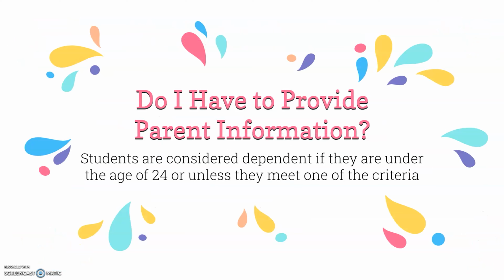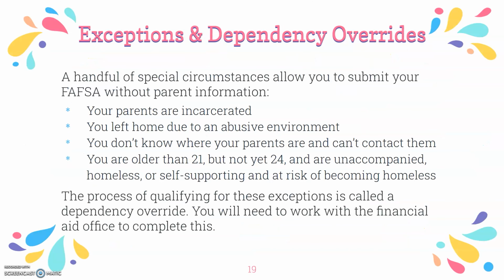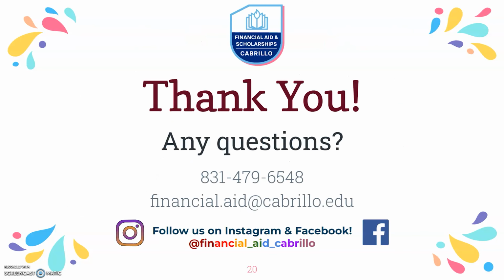Are students required to provide parent information on their application? The answer is yes. The government considers any student under the age of 24 a dependent and must provide parent information unless they meet one of the special criteria. There are a few exceptions that will determine a student to be independent, such as if the student is turning 24 before the semester begins, has a dependent, is currently serving in active duty or a veteran, and more. There are some exceptions that allow a student that does not meet any of these criteria to be considered independent. If one of these applies to you, please reach out to our office so that we can initiate a dependency override appeal for you.